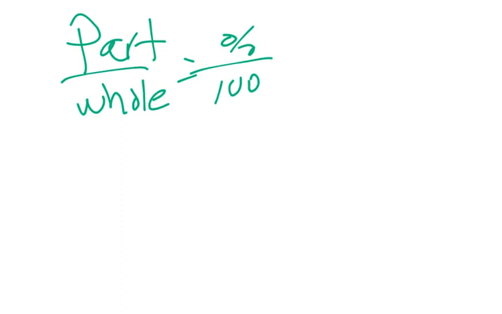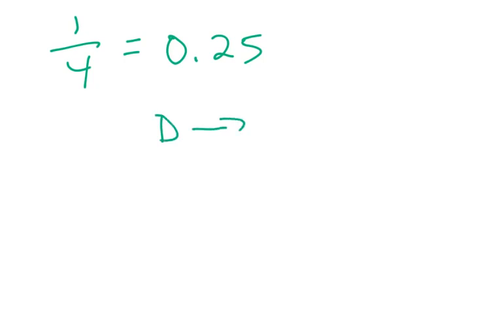What I'm going to do now, if I have 1/4 and I want to turn that into a decimal, in my calculator, I'm going to take 1 divided by 4, and if I do that, I'm going to get 0.25. Now, if I want to figure out what that is as a percentage, percents are out of 100, I'm going from a decimal to a percent now. That means I need to move 2 places to the right, which is 25%.